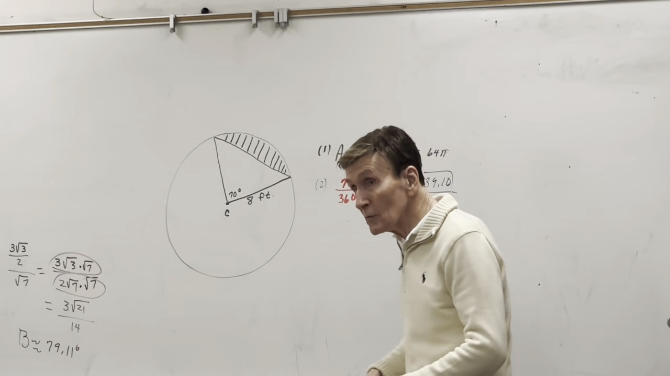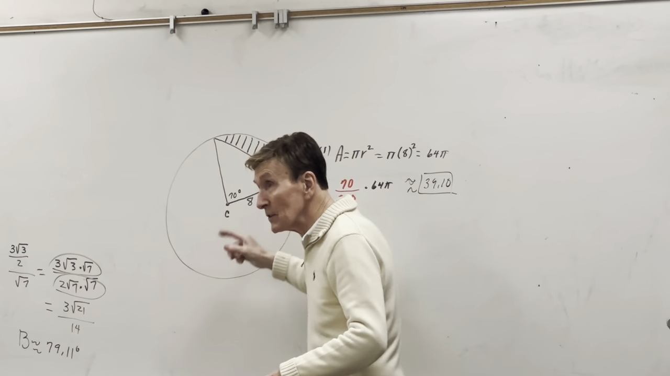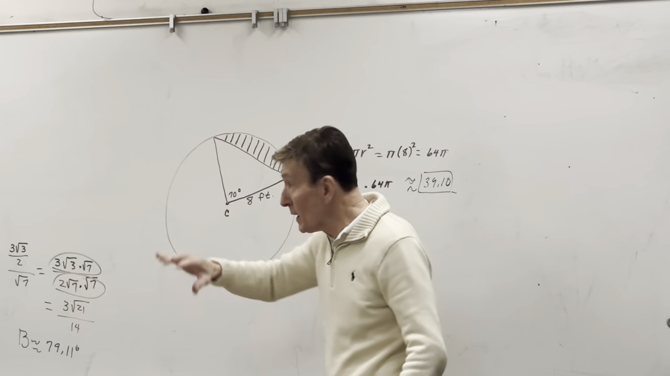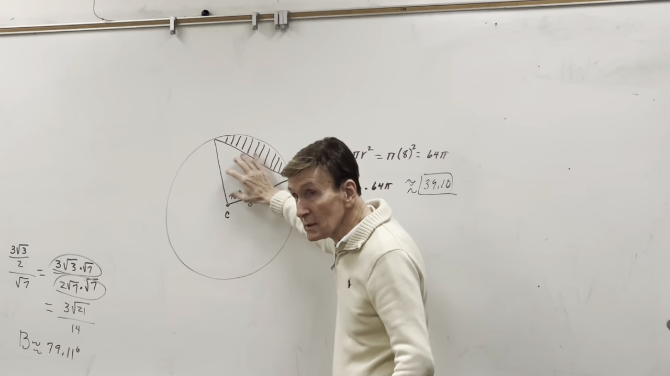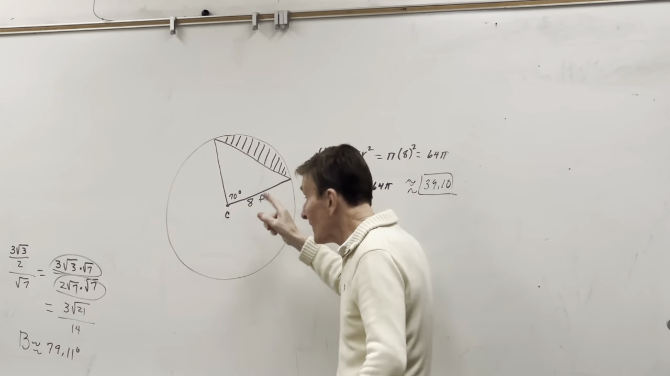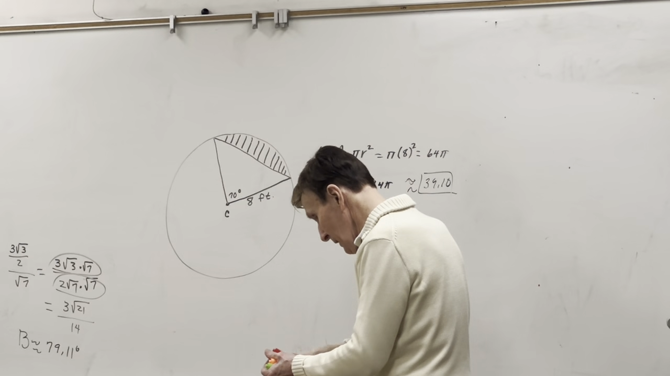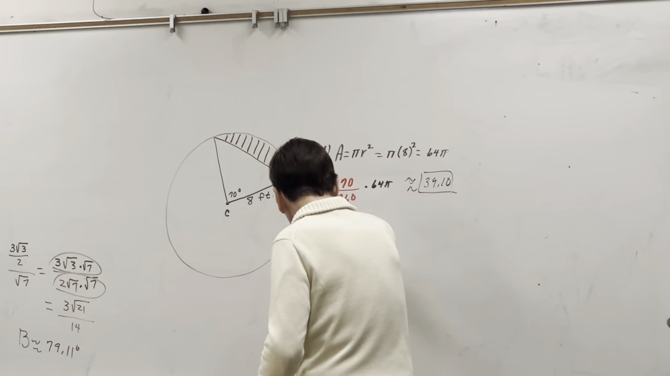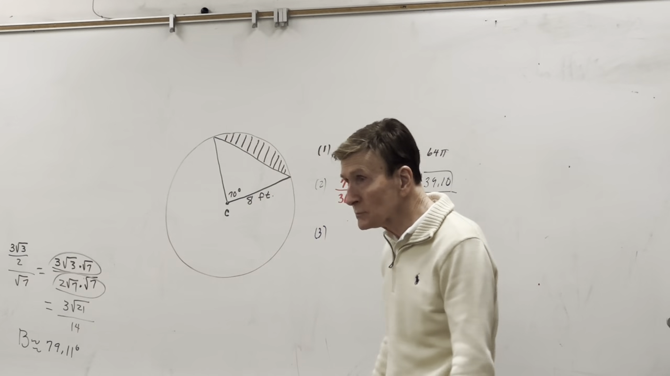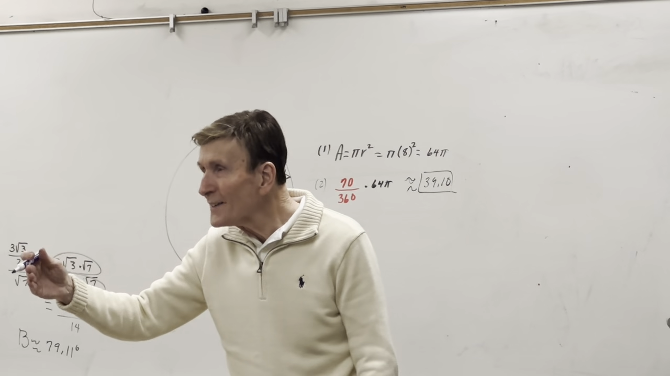Now, that's not what we want. We want the shaded region. A little reminder, we have this. We don't want all this, we just want that little piece there that's shaded for us. So I need to do more thinking here. What else might I do? We need to find the area of the triangle.